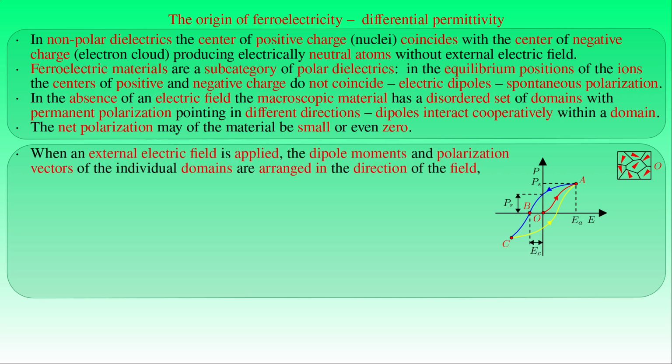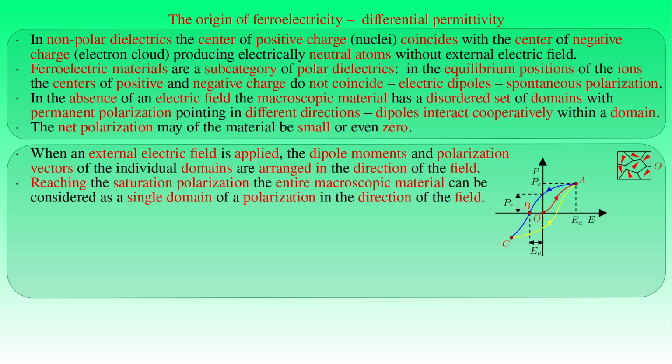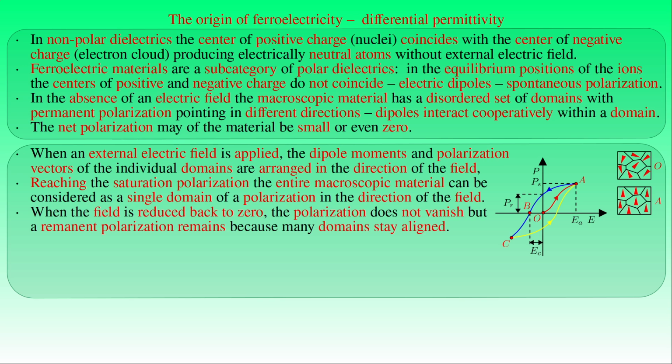When an external electric field is applied, the dipole moments and the polarization vectors of the individual domains are arranged in the direction of the field, which is characterized by the red curve on the graph. Reaching the saturation polarization PS at the point A in the diagram, the entire macroscopic material can be considered as a single domain of a polarization pointing in the direction of the field. In this saturation state represented by the point A, the electric dipoles in all domains point in the direction of the external field. When the field is reduced back to zero along the blue curve, the polarization does not return to zero but the remanent polarization PR remains because many domains stay aligned.